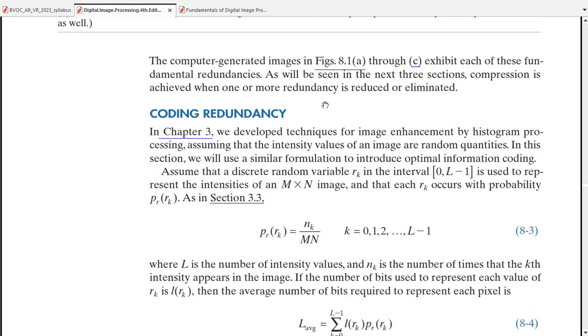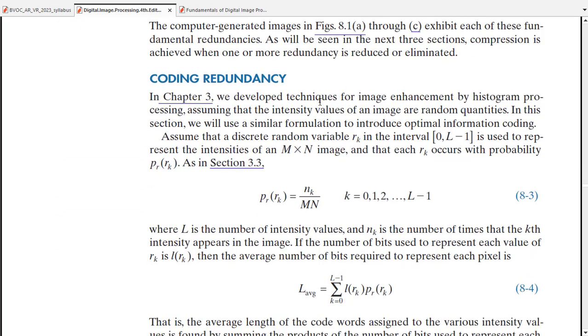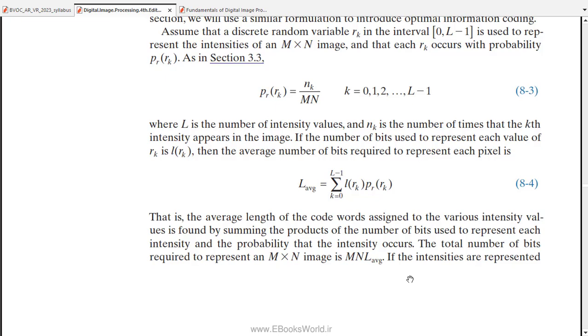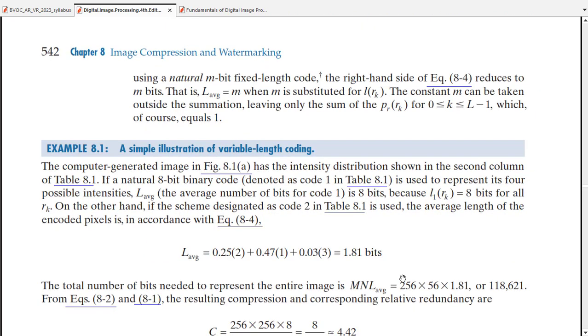Coding redundancy, as already mentioned, has a mathematical representation. The random variable r_k in the interval 0 to L minus 1 is used to represent the intensity of an M by N image, and each r_k occurs with probability p_r of r_k. So p_r of r_k equal to n_k divided by M N, where n_k is the number of times that the kth intensity appears in the image. The number of bits used to represent each value of r_k is l of r_k. The average number of bits for each pixel, L average, equals the sum for k equal to 0 to L minus 1 of l of r_k times p_r of r_k. That is the average length of this information.